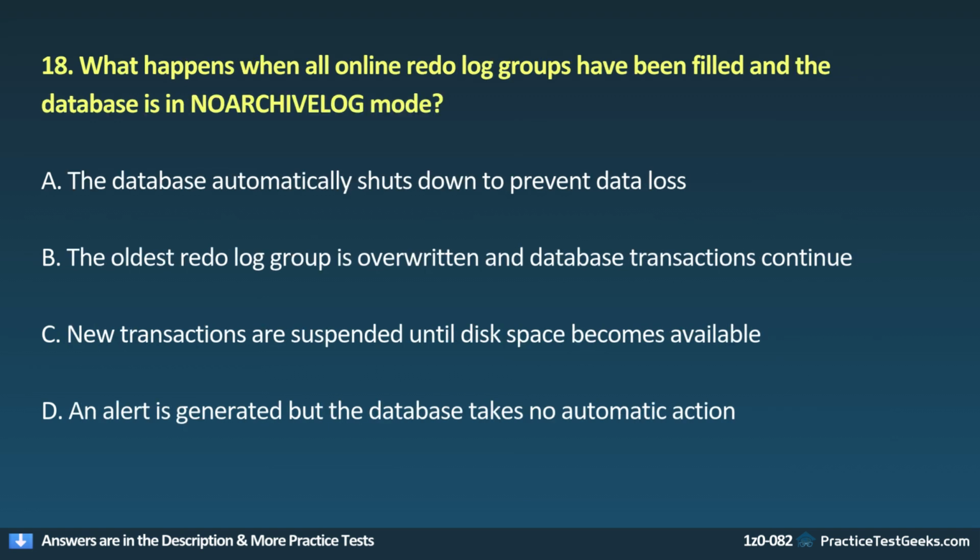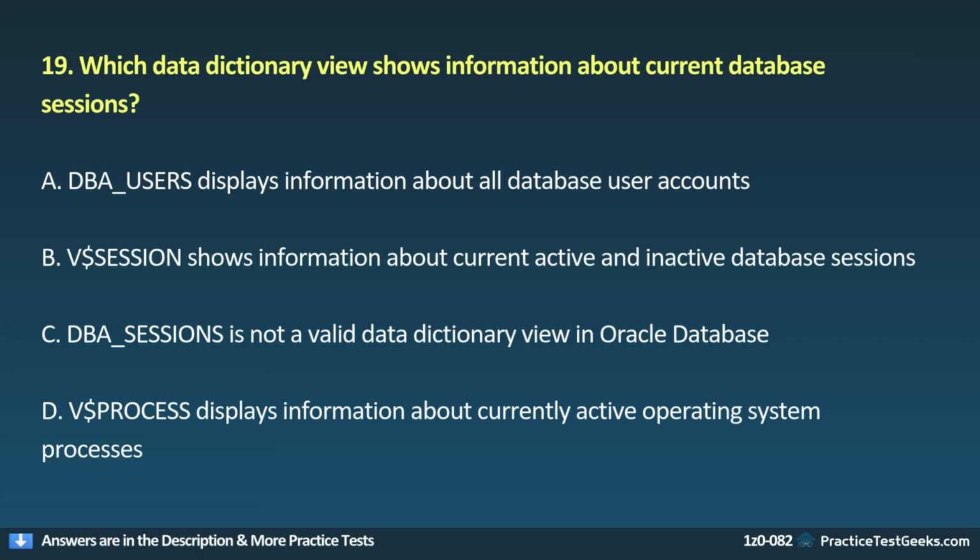18. What happens when all online redo log groups have been filled and the database is in no archive log mode? A. The database automatically shuts down to prevent data loss. B. The oldest redo log group is overwritten and database transactions continue. C. New transactions are suspended until disk space becomes available. D. An alert is generated, but the database takes no automatic action.